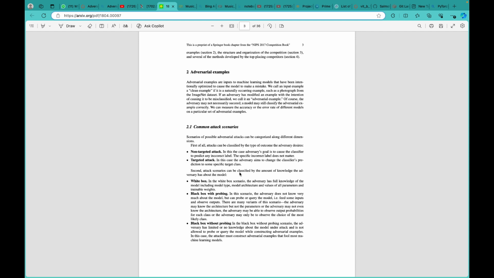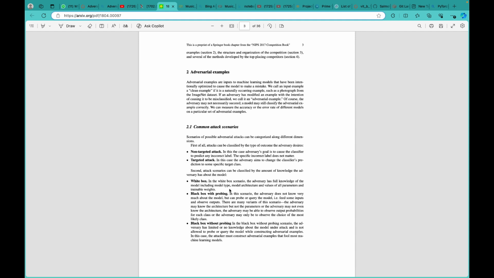There are several kinds of assumptions of the attacker's knowledge, two of which are white box and black box. A white box attack assumes that the attacker has full knowledge and access to the model, including architecture, inputs, outputs and weights. A black box attack assumes that the attacker only has access to the inputs and outputs of the model and knows nothing about the underlying architecture or the weights.